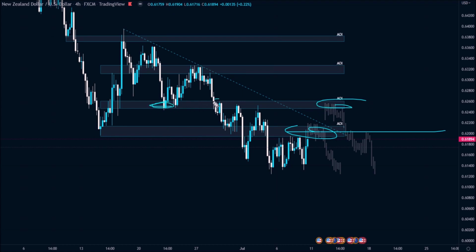We have support here, resistance. So bearish on this and bullish on the dollar, and yeah, these are the levels that I like the look of the most, and we'll just see what price action gives us in these areas.